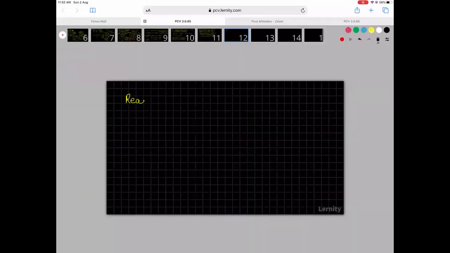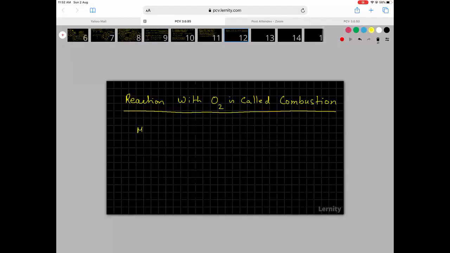Reaction with oxygen is called combustion. Example, Mg plus O2 forms MgO. So apart from being a combustion, it is also a combination reaction.